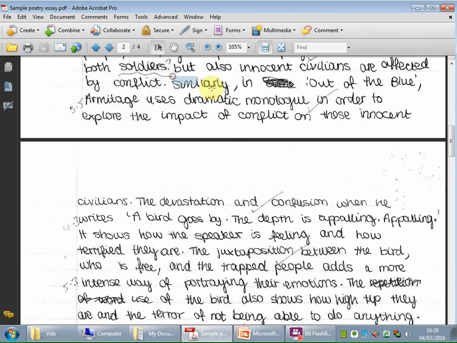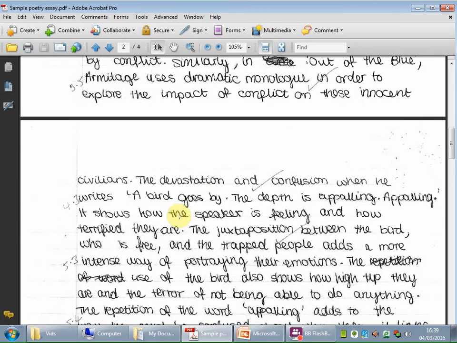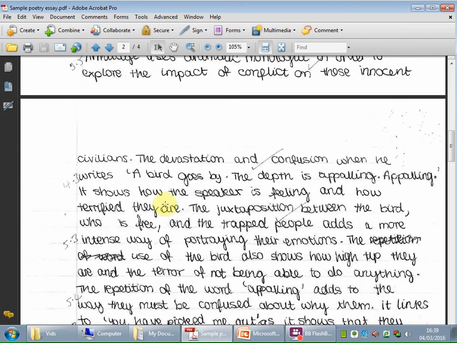Okay, similarly, brilliant word to use to compare. In Out of the Blue, Armitage uses dramatic monologue in order to explore the impact of conflict on those innocent civilians. Dramatic monologue is the idea of a poem coming from one character's perspective. It's their thoughts which extend over a long poem. The devastation and confusion when he writes, "a bird goes by, the depth is appalling, appalling."